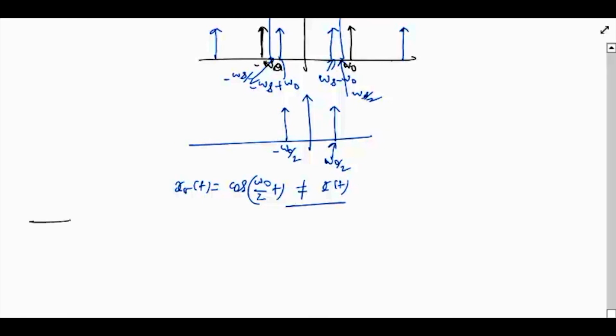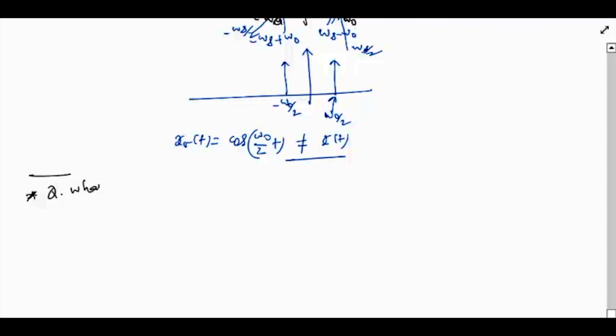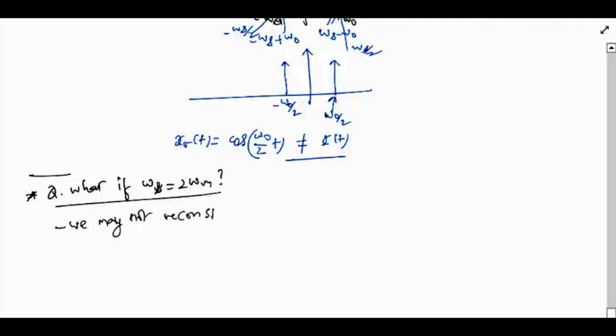Now there is one question that remains. What if omega s is equal to 2 omega m? We will give an example that will say that setting omega s equal to 2 omega m does not suffice. That is, we will not be able to reconstruct the signal, in particular when X(omega m) is not equal to 0. So we may not reconstruct the signal perfectly if X(omega) is not equal to 0 at omega equals omega m. Let us see it with an example.